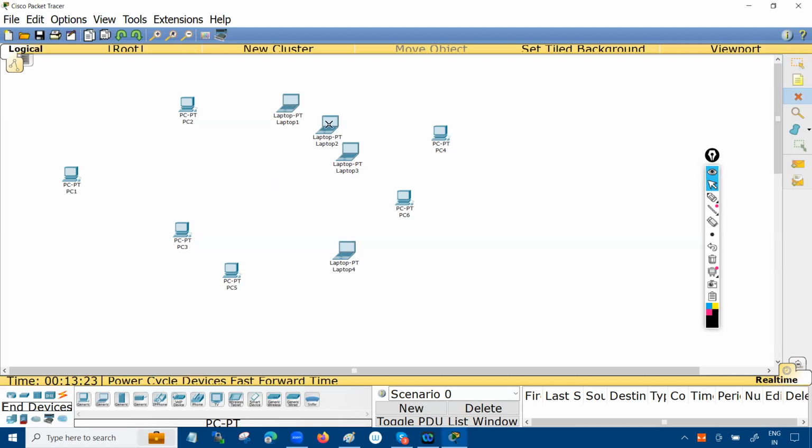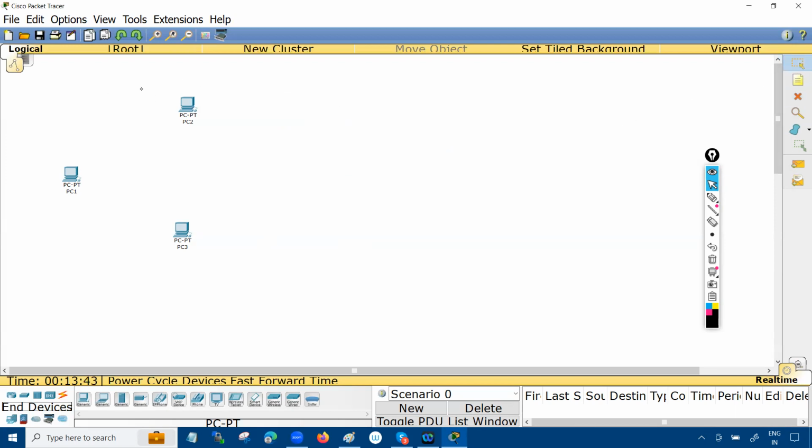For example, laptop 0, laptop 2, laptop 1, laptop 3, laptop 4, PC 4, PC 6, I can delete it. Even if I delete PC 5, I can delete it. So this is how you can delete something, and then you can put it again. If you see over there, this is the cursor sign. You can just click over there. That's fine.